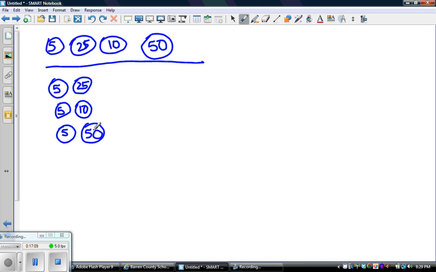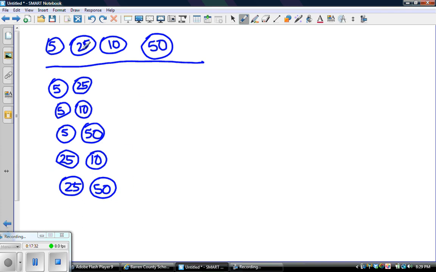Okay, now we'll start with the quarters, and we cannot repeat ourselves. So can I say quarter nickel? No, I already have that in my list. But I can say quarter dime, and then quarter 50-cent piece. All right, my pen is caught up with my computer. You can tell my writing's better.